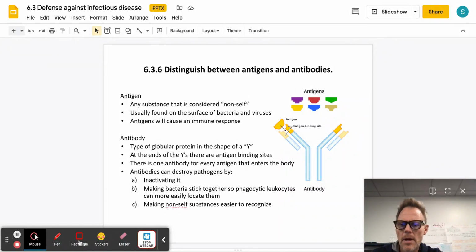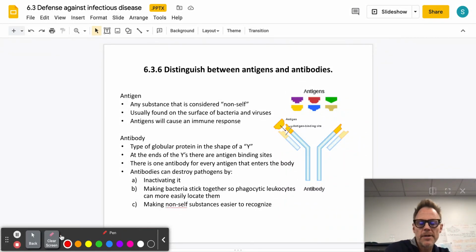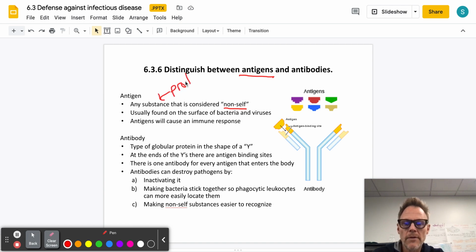Hello, everybody. So in this one, we're going to talk about the differences between an antibody and an antigen. I think the important thing to remember about antigens is that they are not you. We use this term non-self. Most of the time, they're surface proteins on the surface of a bacterium or a virus.